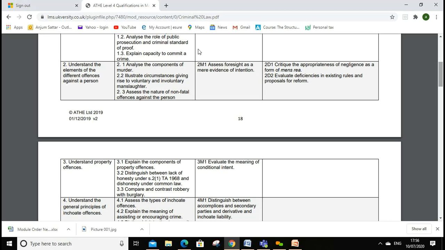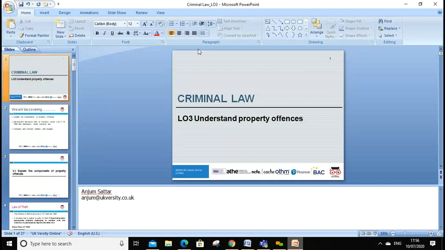So today's lesson will be focused on LO3, learning outcome 3, understand property offenses: explain the components of property offenses, then the lack of honesty under S21 1968 and dishonesty under the common law. We'll go through those, compare and contrast robbery with burglary, and evaluate the meaning of conditional intent. All of this we'll go through in today's lesson.